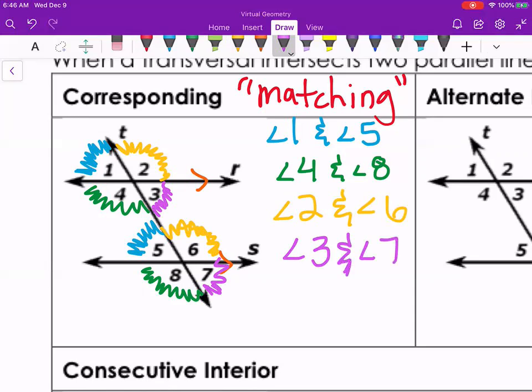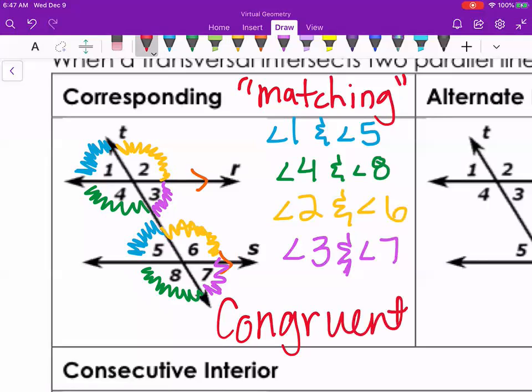Okay, now one of the big things to remember when we are dealing with corresponding angles is the fact that these have to be congruent. So if I know, for example, let's say angle 1 was 80 degrees, so is angle 5, because it's congruent. If I know angle 2 is 100, then I also know angle 6 is 100, because again, they're congruent. And I could go all the way around here. 4 and 8 would have the same measure. 3 and 7 would have the same measure.